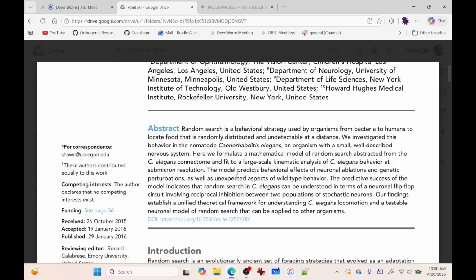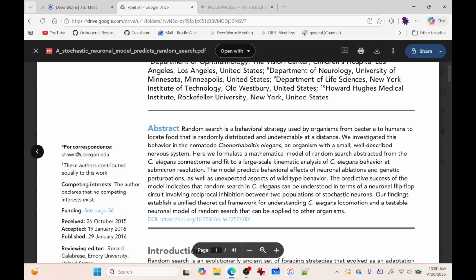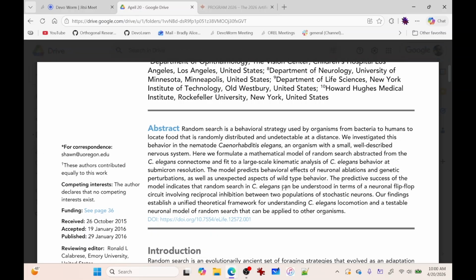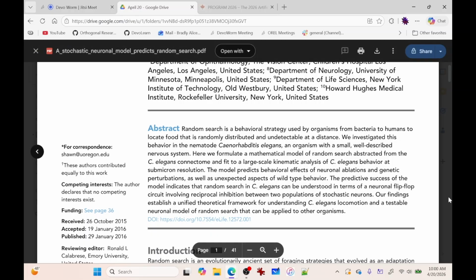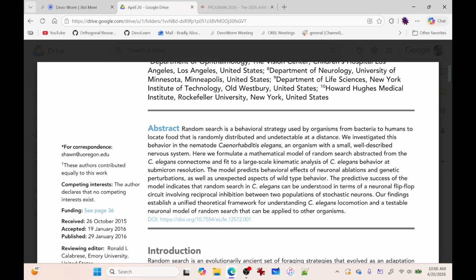elegans. And so the predictive success of the model indicates that random search in C. elegans can be understood in terms of a neuronal flip-flop circuit. So they actually propose a different type of circuit, or a specialized type of circuit, called a flip-flop circuit, involving reciprocal inhibition between two populations of stochastic neurons.